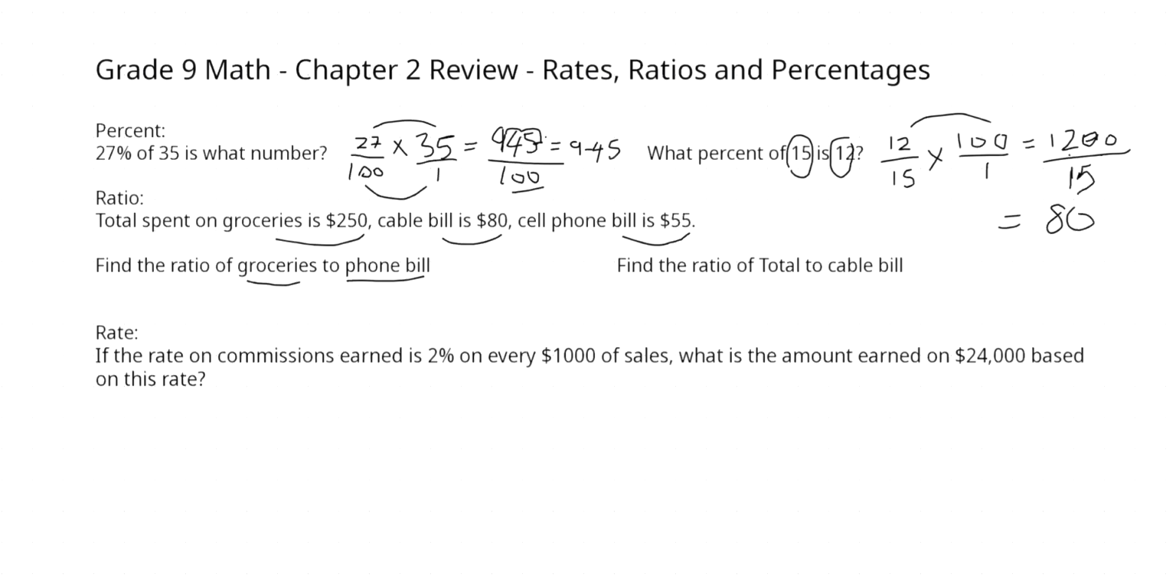And then the second one is phone bill. So in this case, phone bill second, so it's going to be 55. When you're doing ratios, you simply put the colon between the two numbers. So it's 250 to 55. And that's your ratio. You don't need to do anything else.